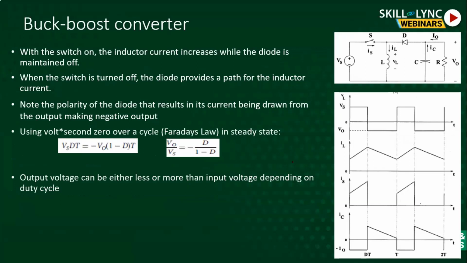Here it is a little different structure. Again, the switch is in the front like the buck, and then the inductor comes in parallel, with the diode in a reverse direction, and the capacitor also reversed. The output voltage will be reversed here. I'll explain why.